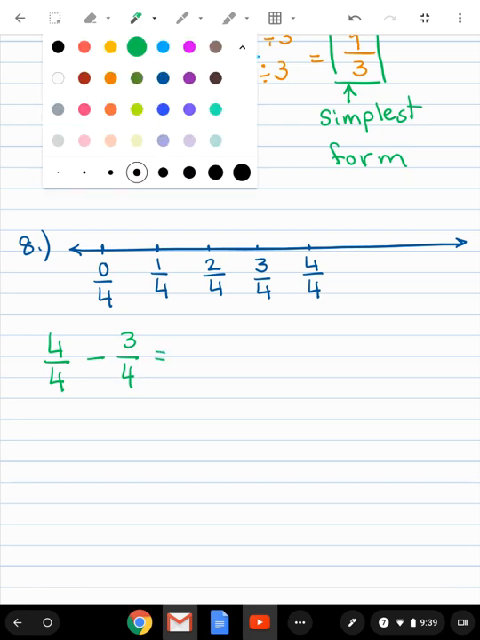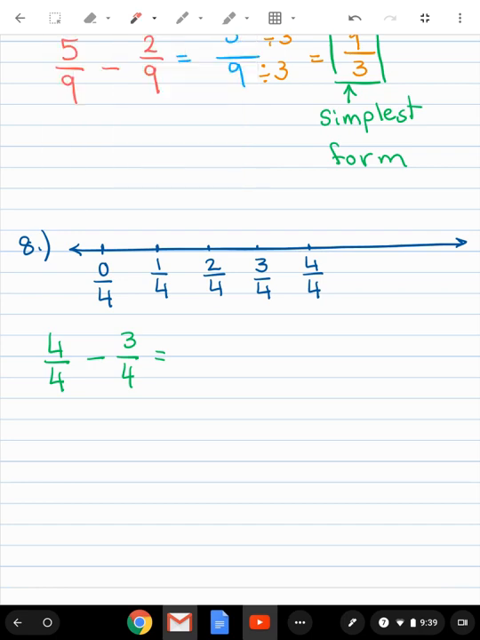Let us check how we will do it. Where is 4 out of 4 on the number line? Here we have 4 out of 4. I need to subtract 3 out of 4. It means I will go backward on the number line by 3 parts out of 4. So 1, 2, and 3. So the answer we have here, we will reach 1 out of 4. So the answer will be 1 out of 4.